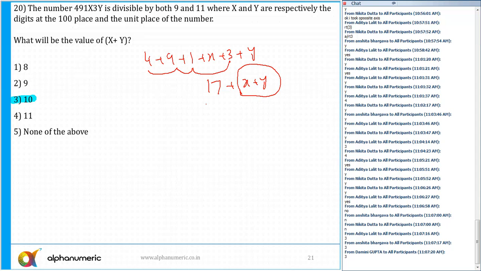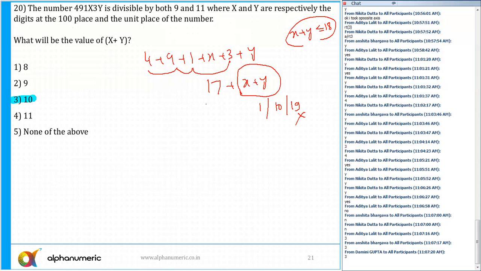So I can say one of the possibilities is x plus y equal to 1. Yes or no? 17 plus 1 is 18, or 17 plus 10, 27. Or it can be 19 also. Yes or no? 17 plus 19, 36. Okay. So these are the three possibilities. The maximum value of x plus y is 18. So 19 is not possible. x and y are both single digit numbers. So x plus y has to be less than or equal to 18. So 19 we do not need to consider. But 1 is also possible and 10 is also possible.